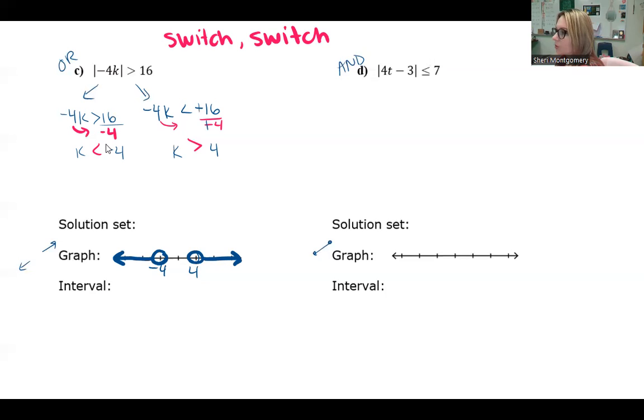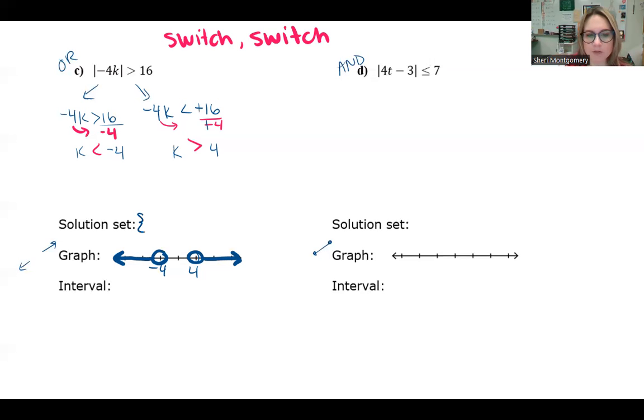Did I create an OR graph? The rest of you, did I create an OR graph? Why? OR just means you go like this or this. Yes, I did. So I have an OR graph, which means that graph matches what I'm supposed to get. I can create a solution set.